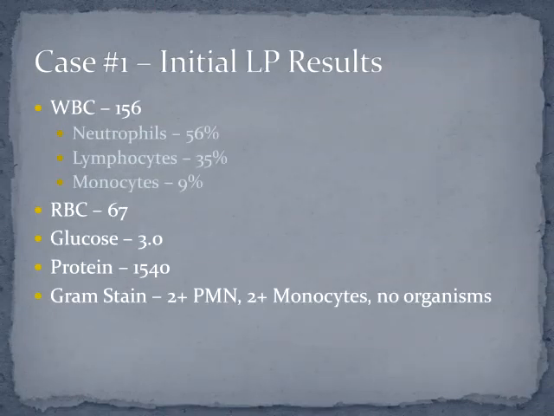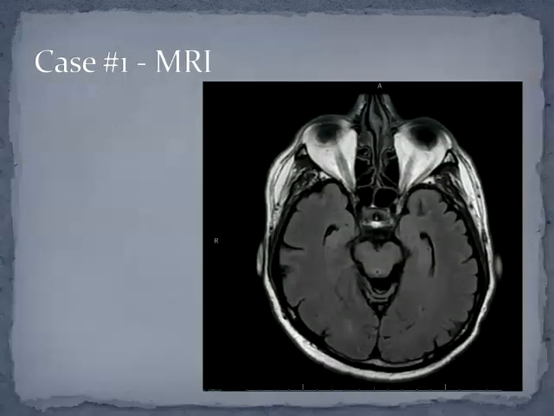His initial lumbar puncture results came back with an elevated white count of 156, predominantly neutrophils, fitting with a profile of bacterial meningitis. He also had elevated red cells. Glucose was in the normal range, and protein was elevated at 1.5 grams. The initial gram stain showed neutrophils and monocytes, but no organism. This is just a single representative slice from an MRI, showing that there's nothing to be seen. It was normal.